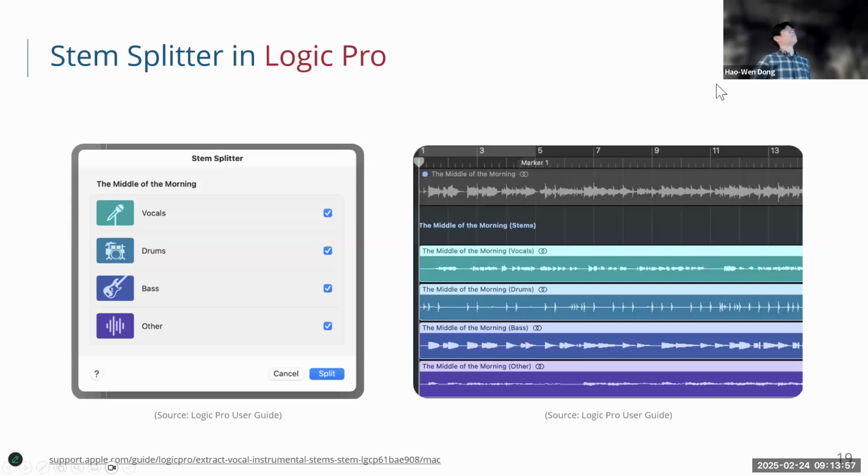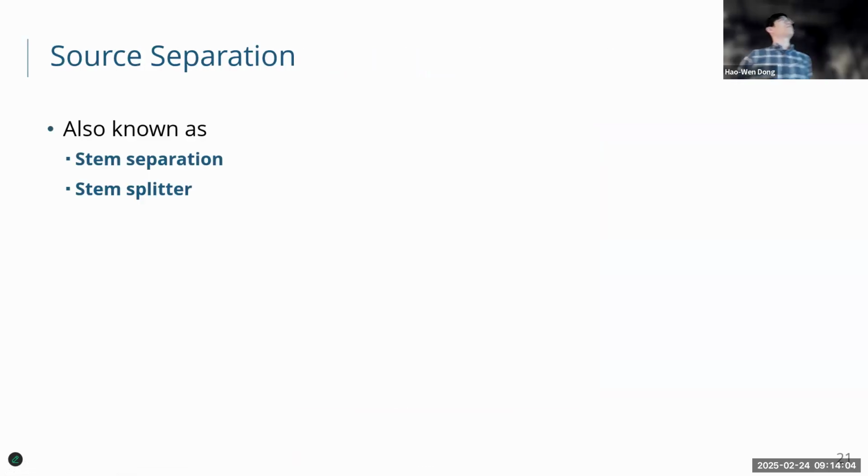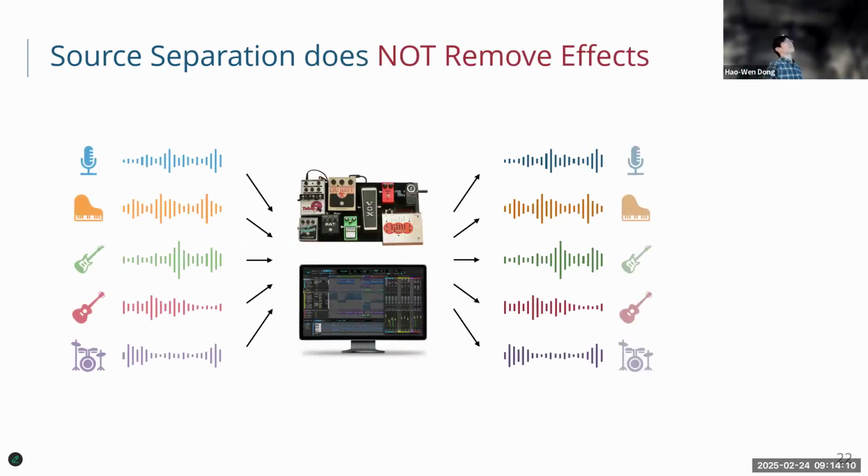Where did we stop? So basically last week we went over some of the reasons why we're doing source separation and gave a high level idea of what source separation is doing. So, just to recap, source separation does not remove effects.